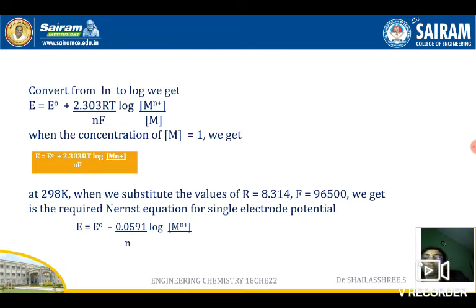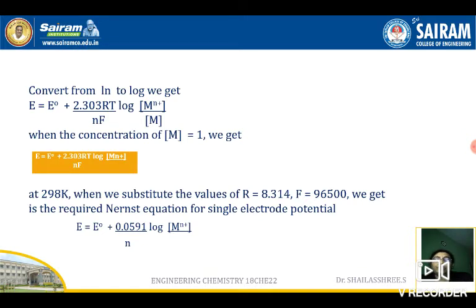Clear? Okay, so for deriving the Nernst equation, first you should write the reduction reaction: Mn+ plus n electrons gives M. Then you have to write van't Hoff's equation: delta G is equal to delta G naught plus RT ln K. You have to name each and every term. Delta G is the Gibbs free energy, delta G naught is the standard Gibbs free energy, R is the gas constant, T is the temperature and K is the equilibrium constant. You have to derive the values for all these things.